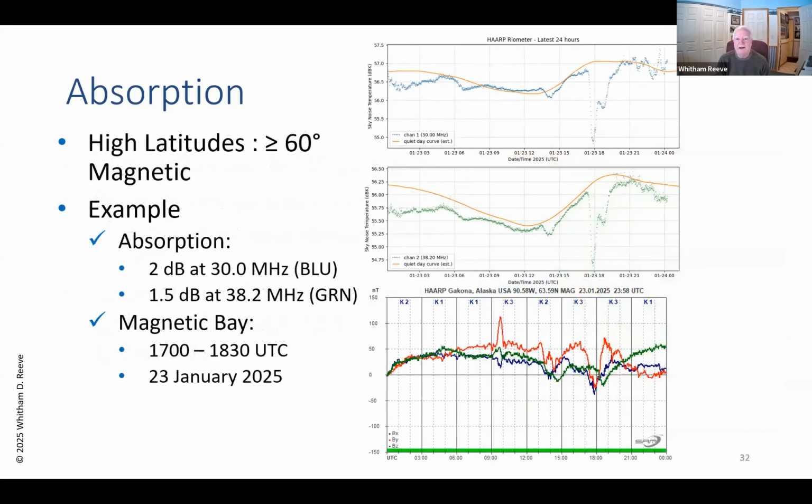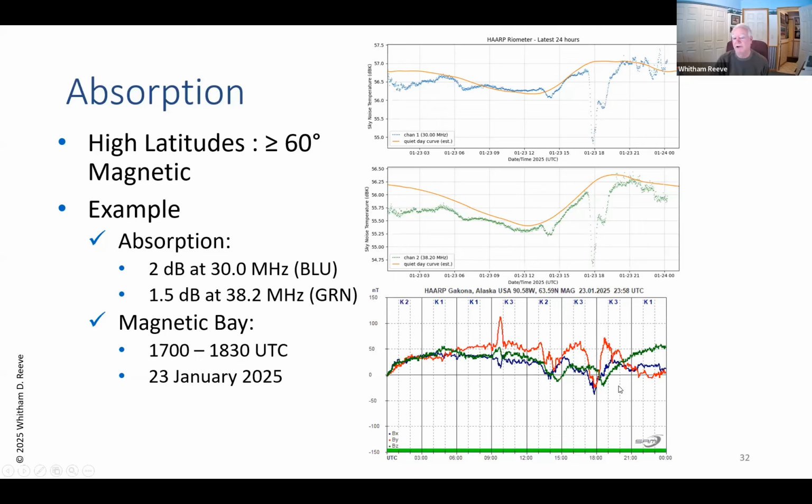Now, I have a couple of plots here, and this is just an example of real data that I've taken from HAARP. In the upper two plots, the blue trace is 30 megahertz, and the green trace is 38.2 megahertz. The orange trace that you see is what we call a quiet day curve, and I'm going to talk a little bit about that later. But you can see that this absorption event, shown by this dip in both the blue and green traces, lines up perfectly with this bay, or dip, in the magnetic field.